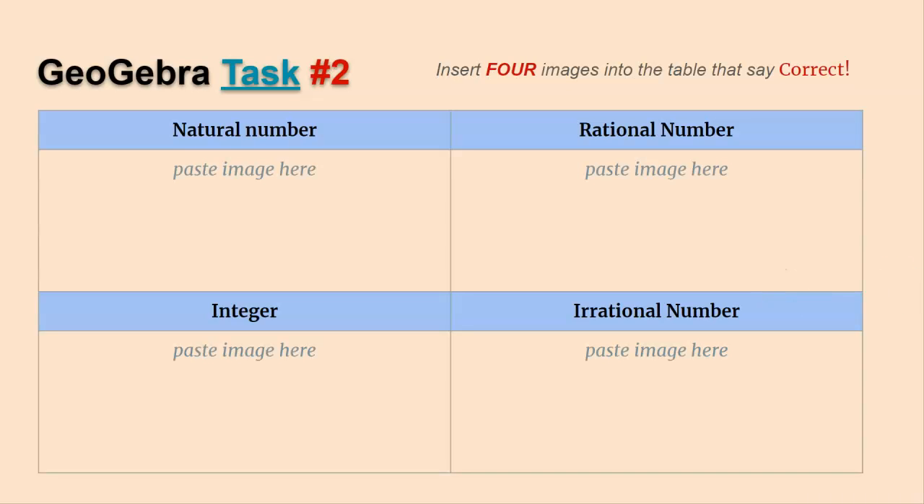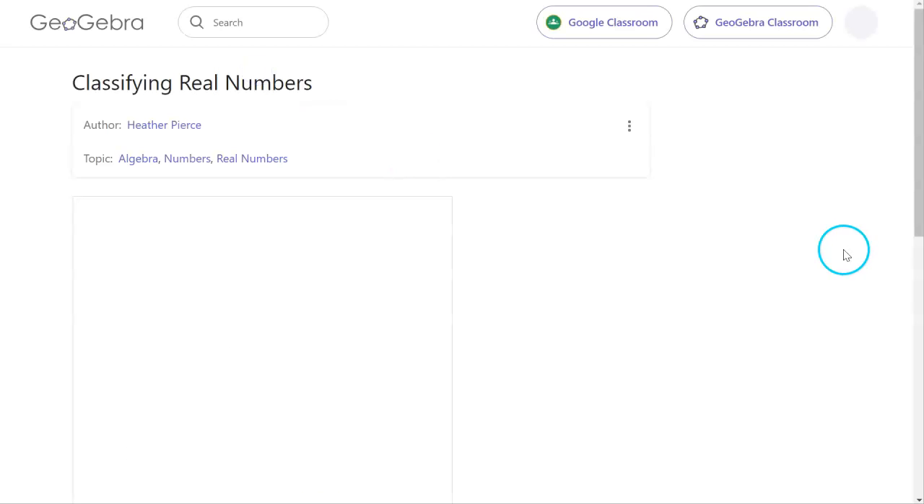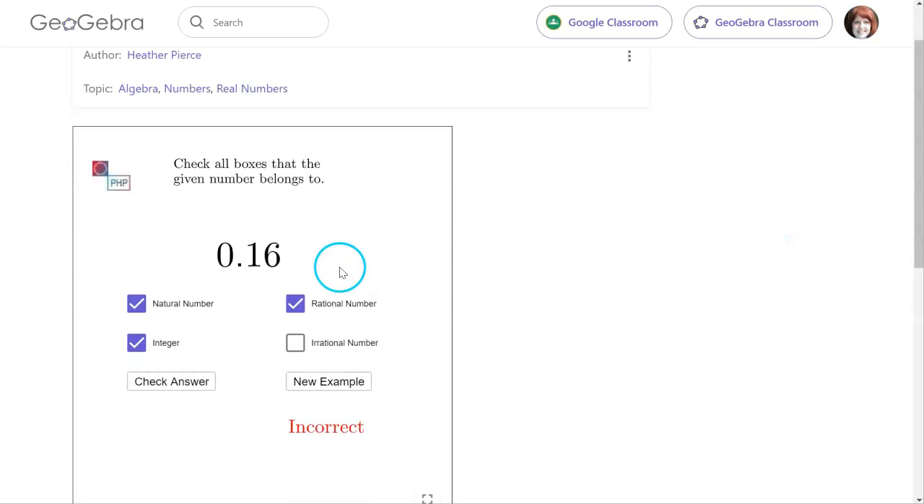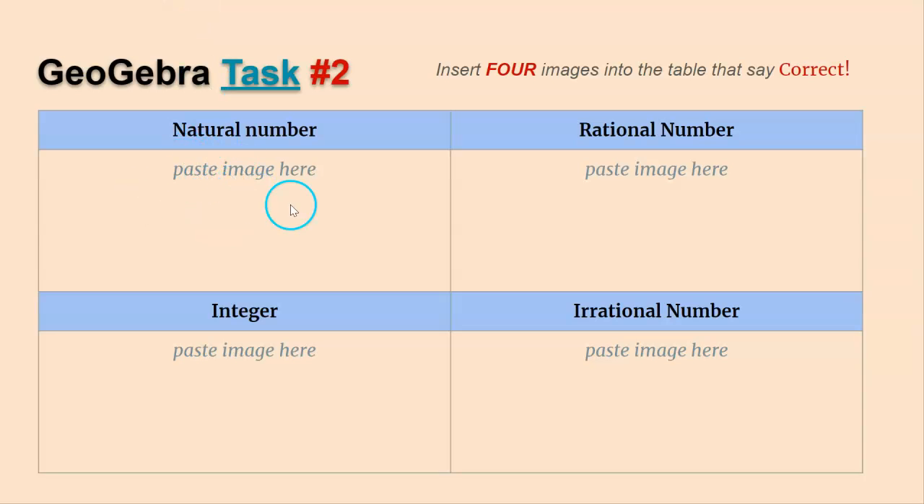In the second task, they have 4 different images that they're going to need. So they're going to go to GeoGebra at this link, and they're going to classify real numbers. The image that they paste in the table here needs to be a natural number. The image in the top right needs to be a rational number, and the bottom left needs to be an integer, and the bottom right an irrational number. So they will have to do enough items until they get at least one of each of these types. Once they're finished with task 2, they'll move on to the next slide.